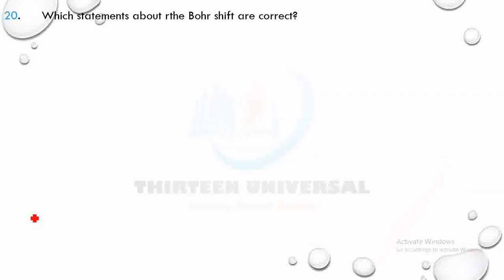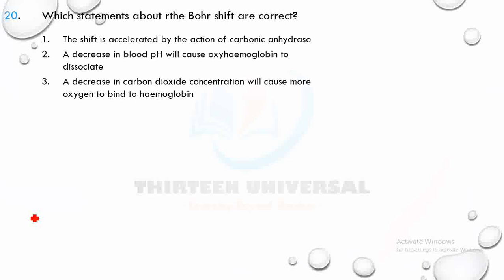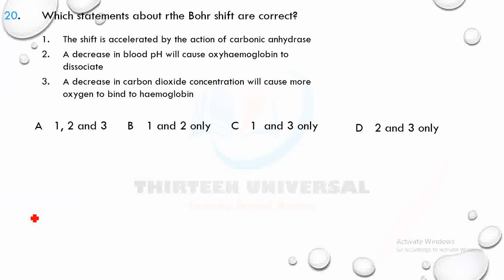Which statements about the Bohr shift are correct? Okay, so I'd like you to pause the video and solve it. The Bohr shift occurs when there is an increase in concentration or partial pressure of CO2, and that causes a decrease in the percentage saturation of hemoglobin with oxygen, because hemoglobin has to release oxygen to combine with hydrogen ions. They ask which statements about the Bohr shift are correct.